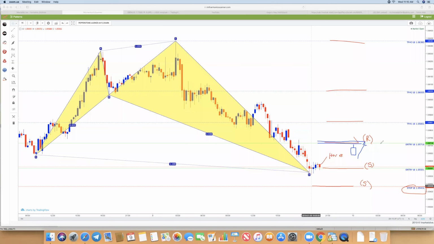Now, I want you to see this because if you're getting in right here on this level of resistance and you're that close, there is no room between you and here. You're going to hit this, and this trade is going to go against you and hit your stop loss.